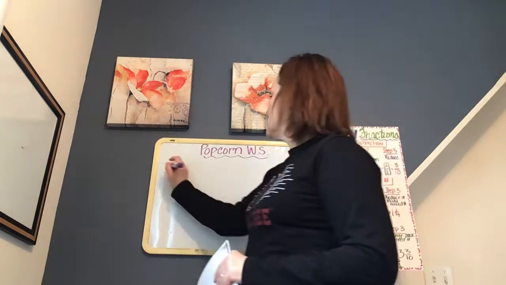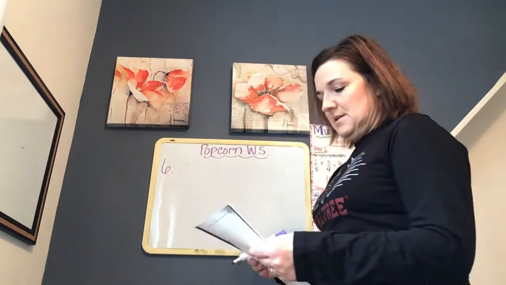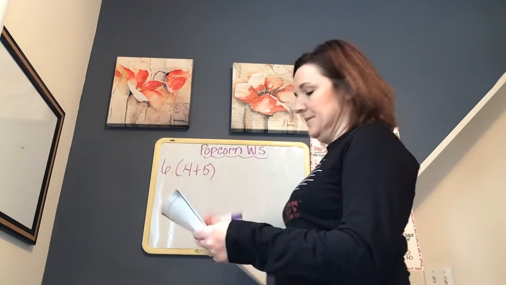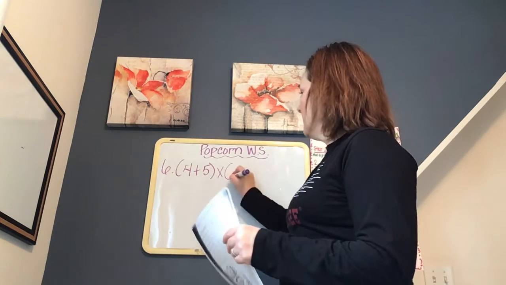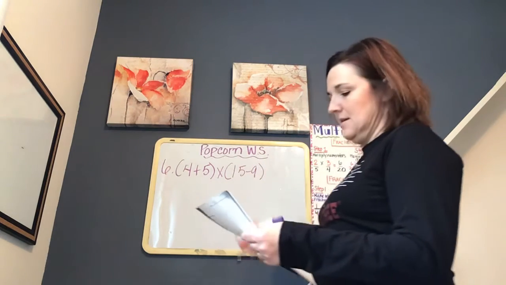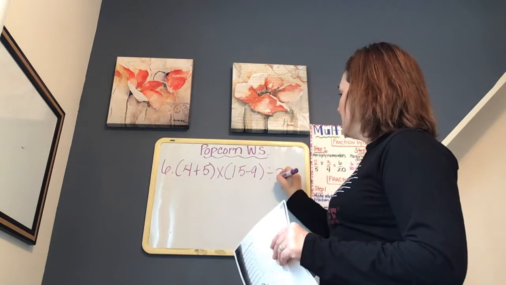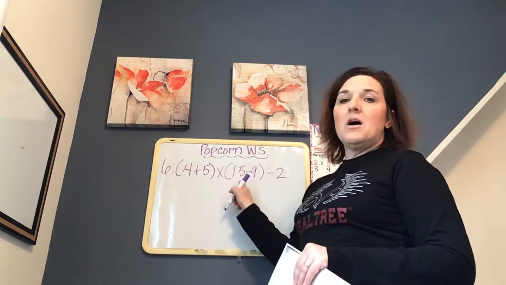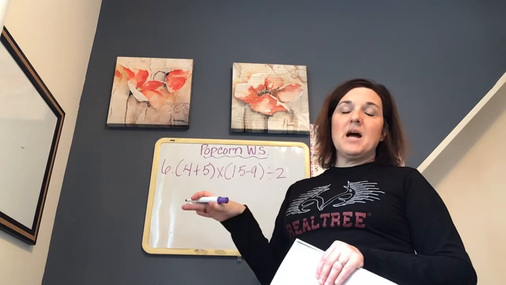All right, let's do another one. Let's do number 6. Number 6 is parentheses 4 plus 5, we got another set of parentheses, not the same operation, and divided by 2. Now I know sometimes you'll find something that says that if you have 2 sets of parentheses, you can do them both at the same time.